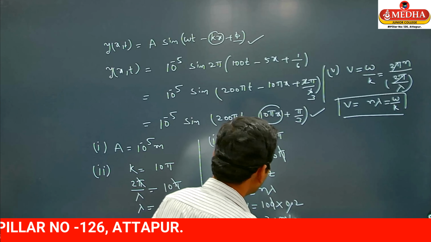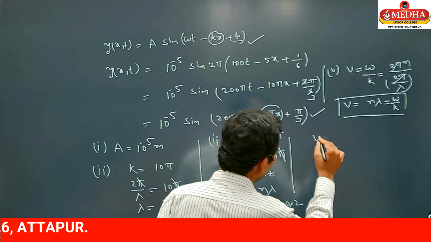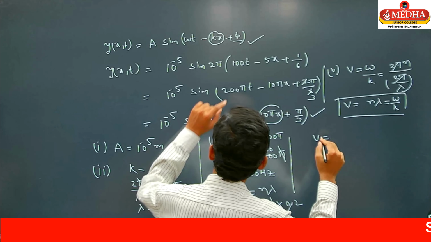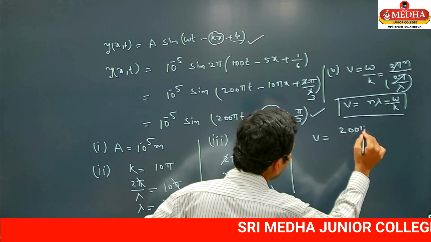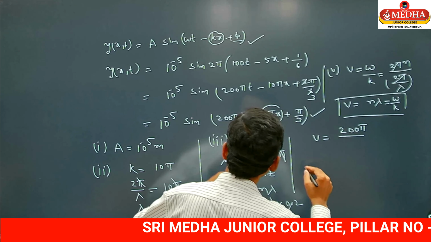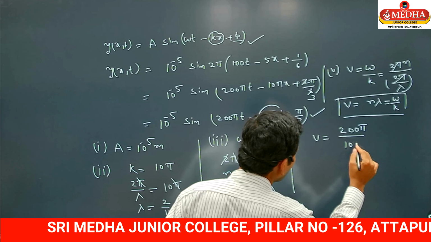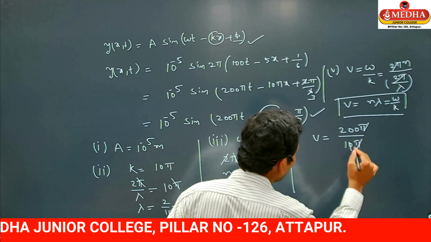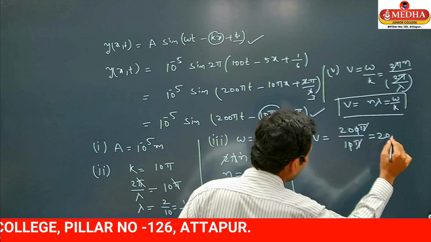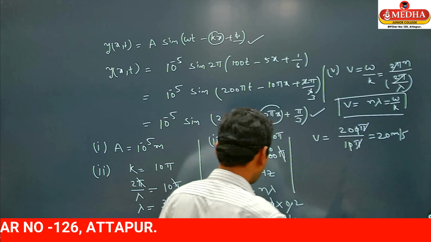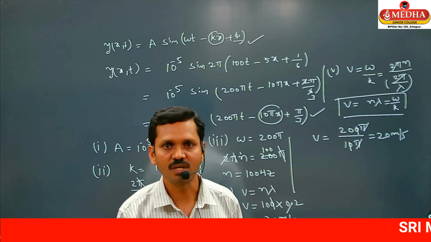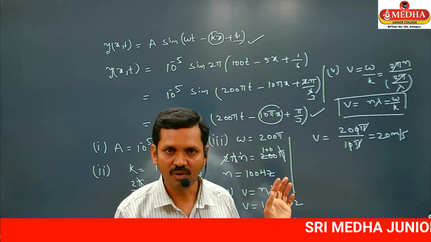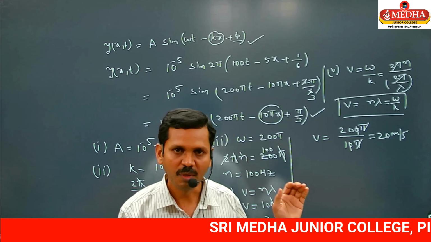So I am checking whether this value will come out correct or not. V is equal to the t coefficient, 200 pi, divided by the k value, which is 10 pi. Now pi cancels, and it is equal to 20 meter per second. So we got the same thing. That's why, to calculate the V value in a simple or shortcut way, we can directly take omega by k.